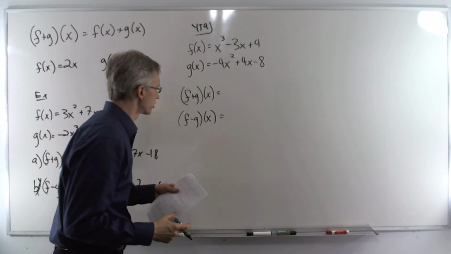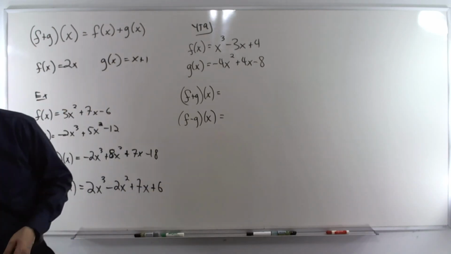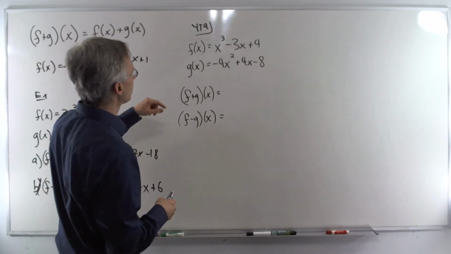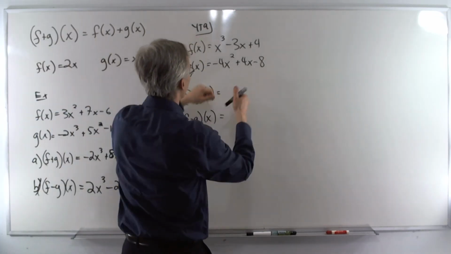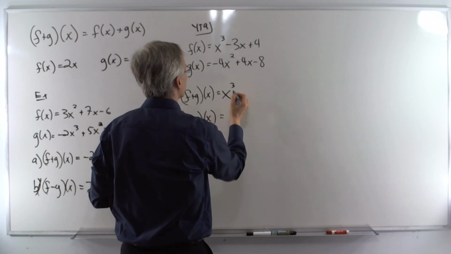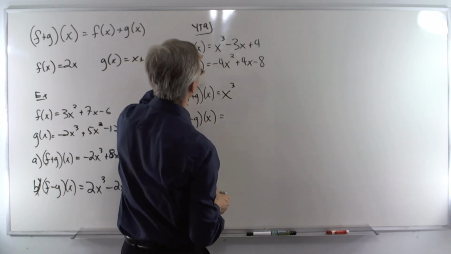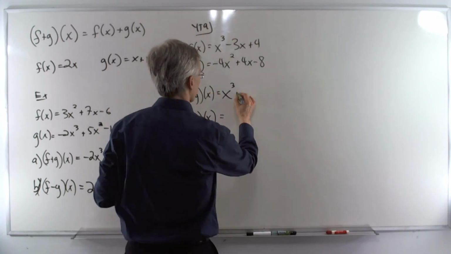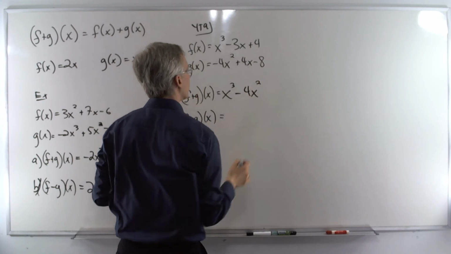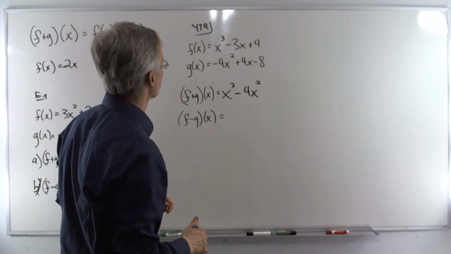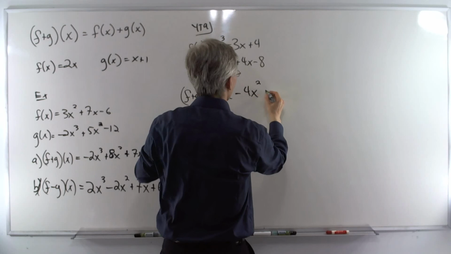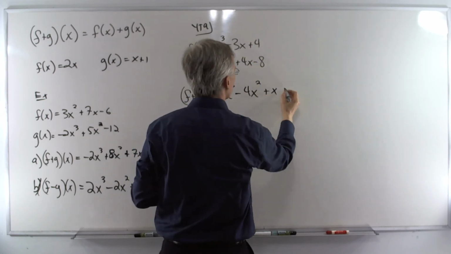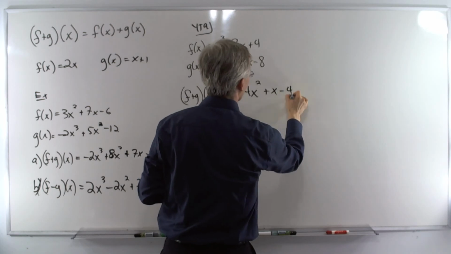All right, we're going to find f plus g of x and f minus g of x. So adding them together, we have an x to the third term here, none of them here, so we'll keep that as x to the third. Now adding the x squared terms, we got no x squared term here, negative 4x squared here, so negative 4x squared. Now the x terms, we can combine those. Negative 3 plus 4 is 1, so that's plus x. And then we got 4 minus 8, minus 4.